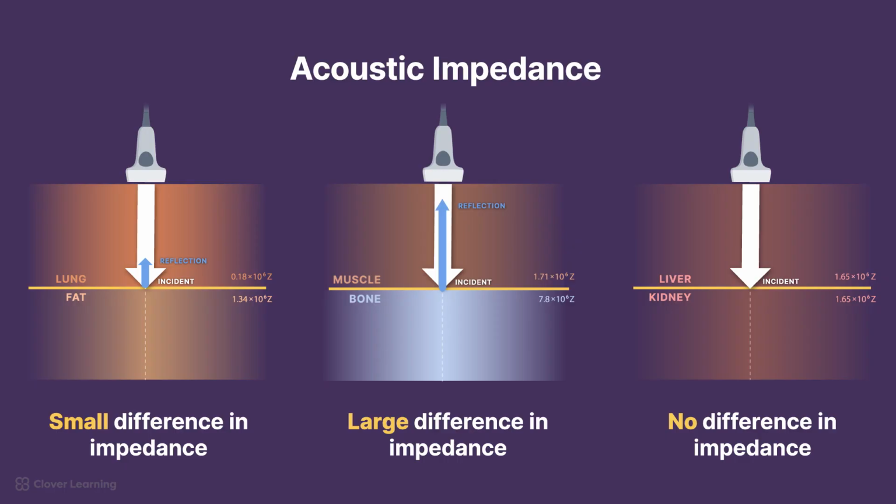Acoustic impedance and angle of incidence also impact transmission. A small difference in acoustic impedance results in a large amount of transmission. A large difference in acoustic impedance results in a small amount of transmission. All of the energy is transmitted if there is no difference in the acoustic impedances between two mediums.